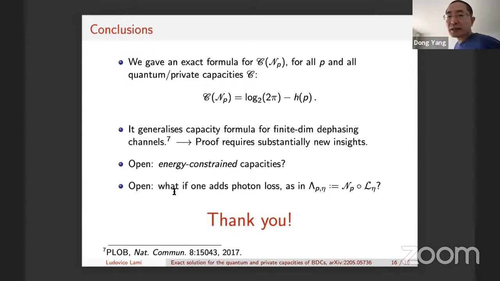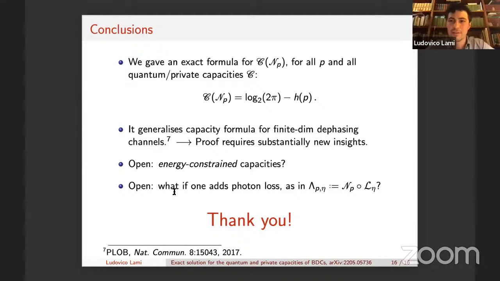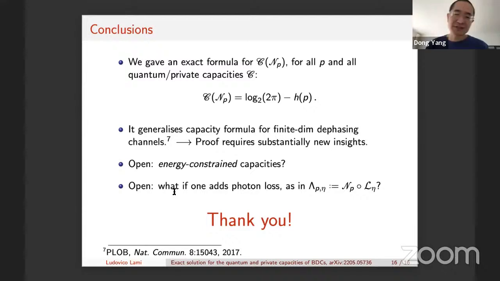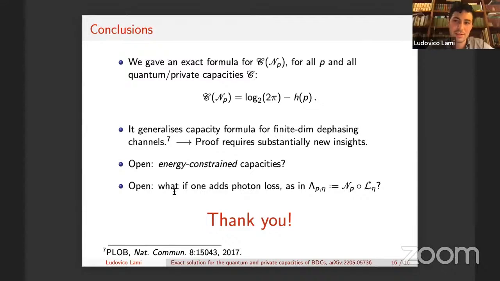Okay, because from the result, I can see that for a maximally correlated state, the coherent information is always equal to the relative entropy of entanglement. Correct. Yes, thanks. That very much underlies what's going on here. Okay, thank you. Any other questions?